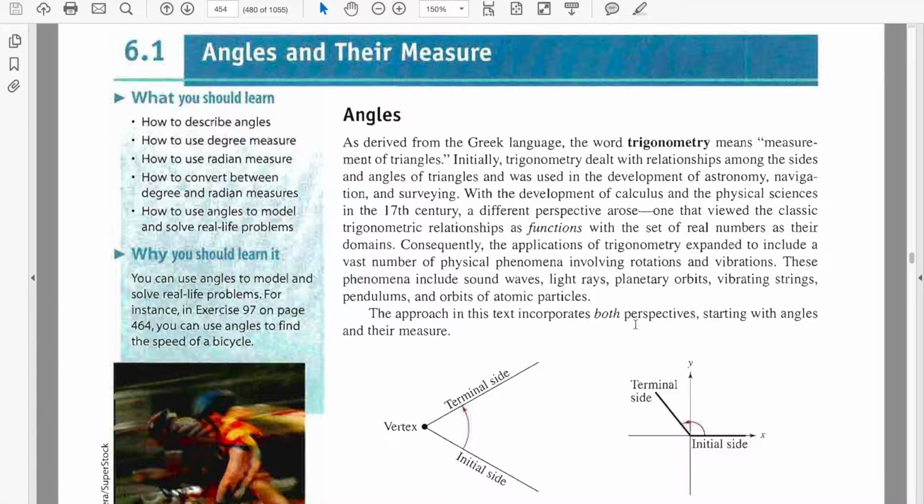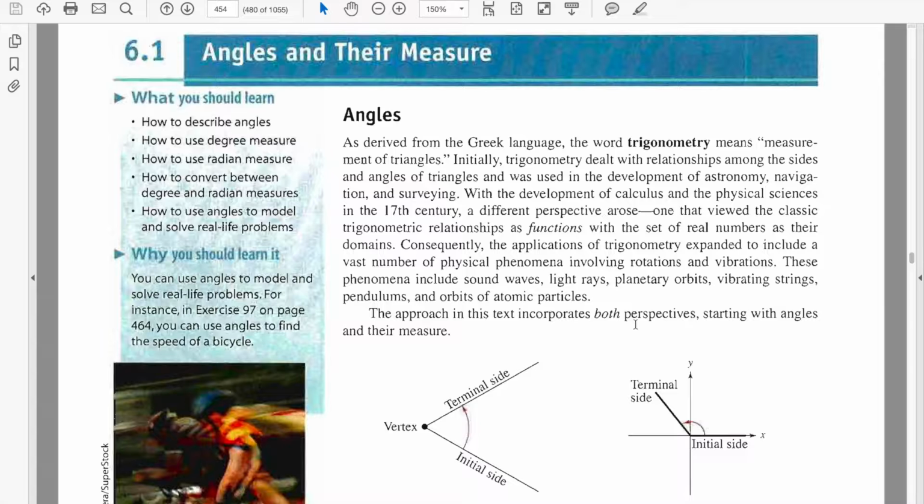Hello, IM3 STEM. As we have just completed testing in Unit 4, we're now ready to go into Unit 5 and work in Chapter 6 of our book. So the first lesson, 6.1, is called Angles and Their Measure.